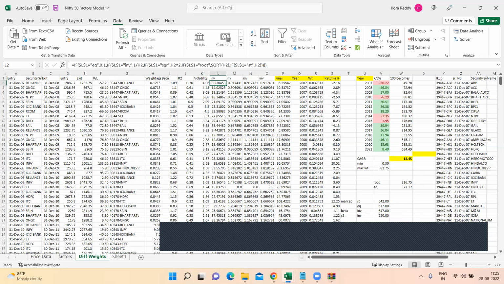So if it is the equal weight, just give 0.1. If it is inverse weight, do 1 divided by h2.